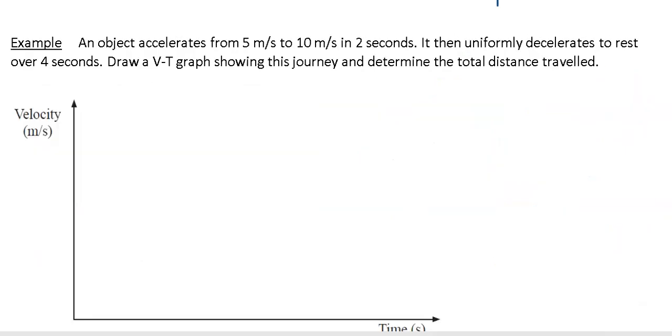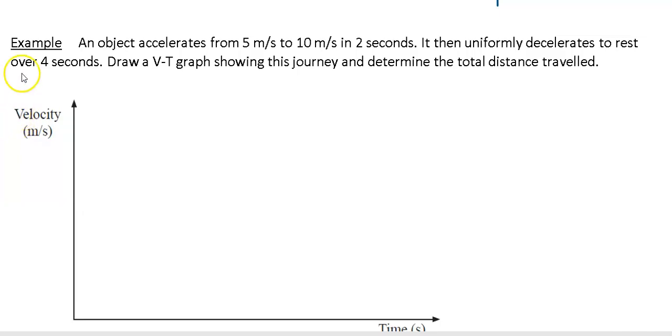This example says an object accelerates from 5 meters per second to 10 meters per second in 2 seconds. It then uniformly decelerates to rest over 4 seconds. Draw a VT graph, so that's a velocity time graph, showing this journey and determine the total distance traveled. Okay, first thing before I get started, uniform deceleration just means constant deceleration. And so that's all they're talking about here.